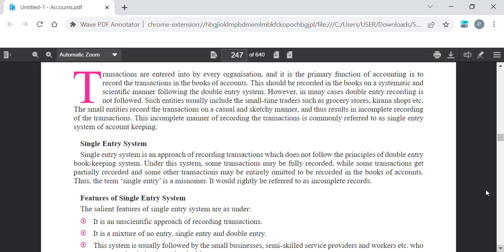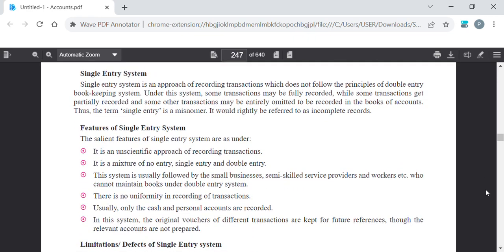So single entry system would be rightly referred to as incomplete records. It will partially record certain transactions and fully record certain transactions. Now we have features of single entry system. These answers are important. You can expect a question: write a short note on single entry. Our institute can give you sums, theory questions, some numerical questions. So 5 marks numerical question, 2 mark theory question. So you have to be prepared for that.